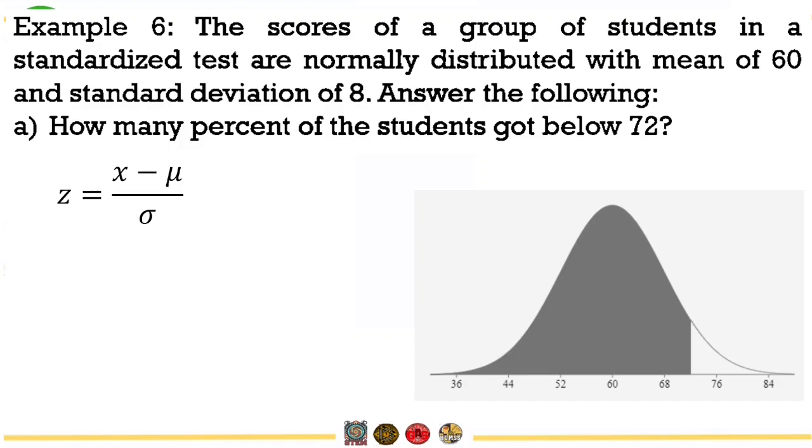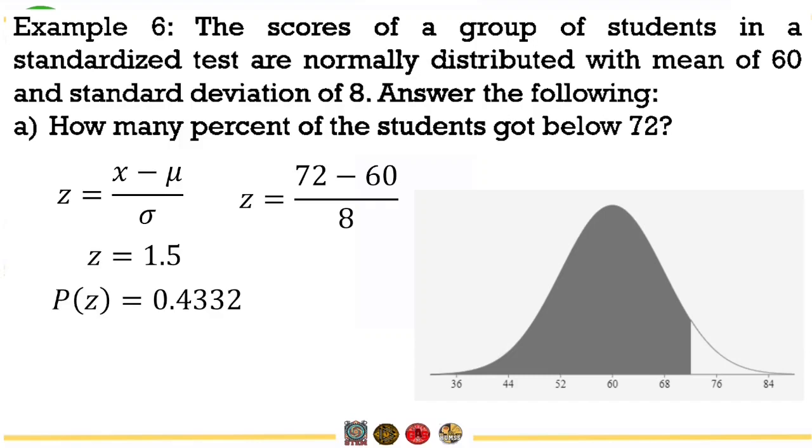Using the formula, z is equal to x minus mean over standard deviation. X is 72 and mean is 60, divided by 8. So the answer is 1.5. Based on our illustration, our answer is correct, 1.5. So what does 1.5 mean? The corresponding area for z equal to 1.5 is 0.4332 using the z-value table.